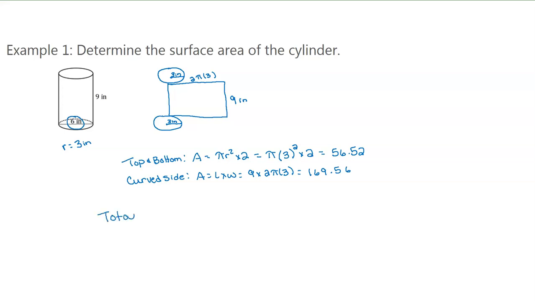So adding those values together will give me the total surface area. 56.52 plus 169.56 gives me a total of 226.08 inches squared.